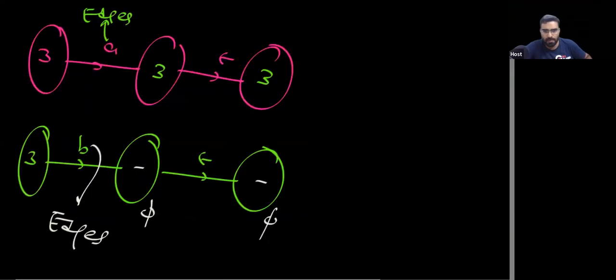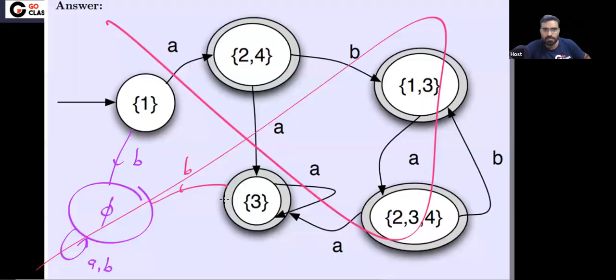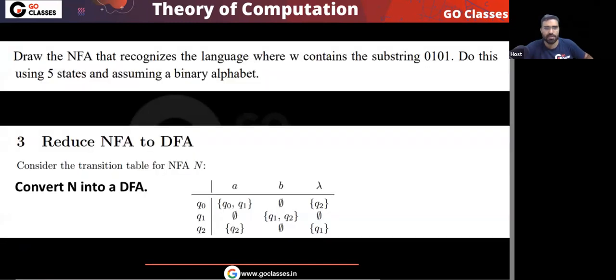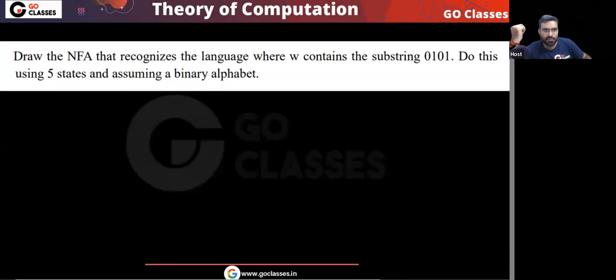So let's move on now. Let's see this. Question number 5, 6. This is Florida Institute of Technology, in short called FIT. So now let's see. 2 questions are there. This is the first question. Create NFA. Draw the NFA that recognizes the language W containing substring 0101. We need to create the NFA.